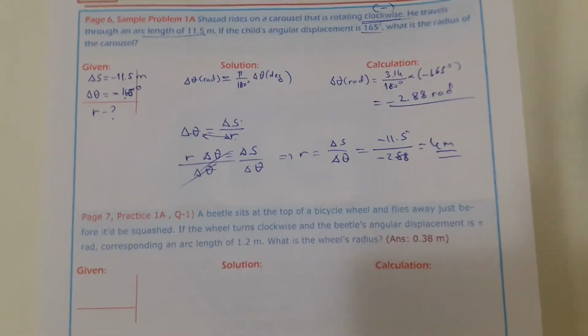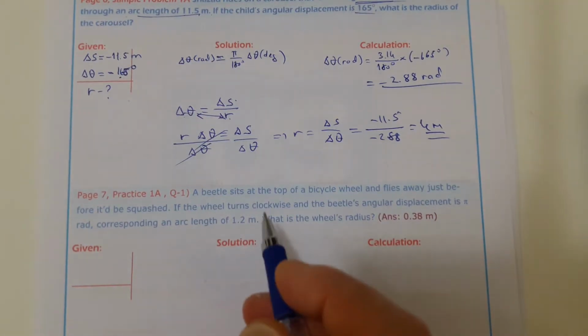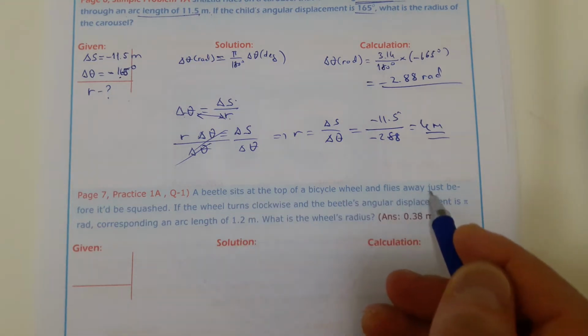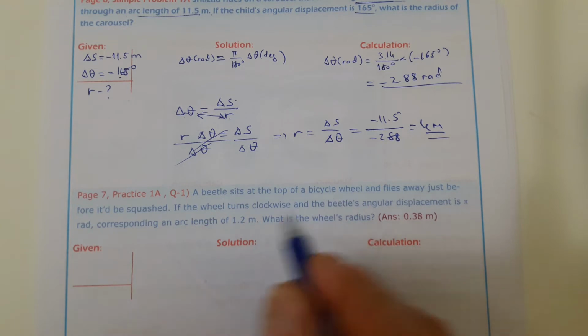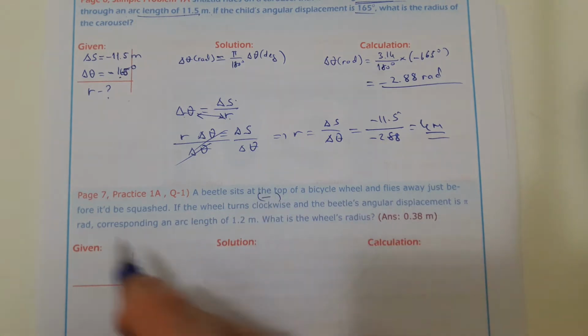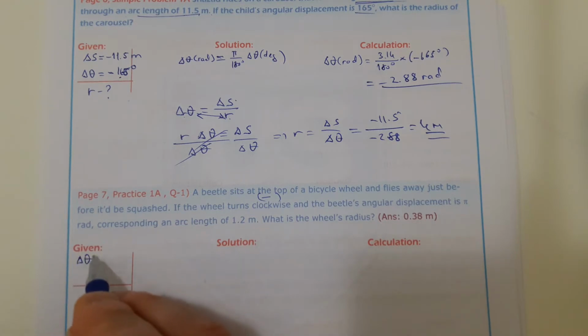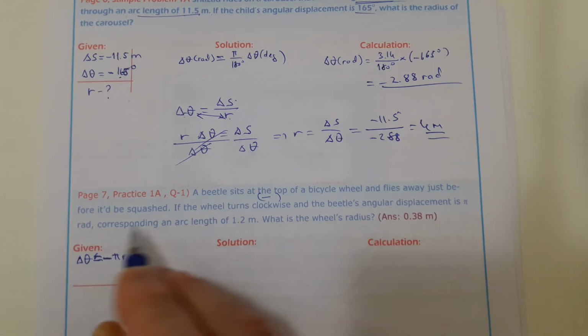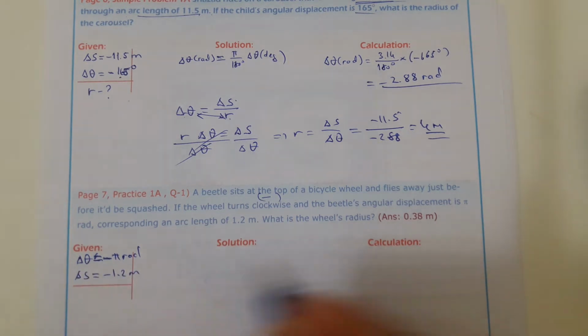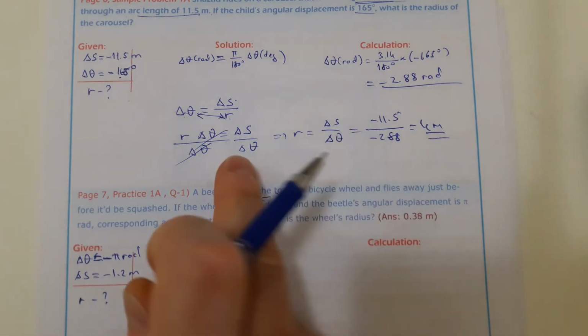And a beetle sits at the top of a bicycle wheel and flies away just before it's squashed. If the wheel turns clockwise, again negative, clockwise, the beetle's angular displacement is pi radian. Delta theta, because it's clockwise, delta theta is negative pi radian. Corresponding arc length of 1.2 meter, delta S is equal to negative 1.2 meter. Again, calculate the wheel radius R. Again, same method this way.